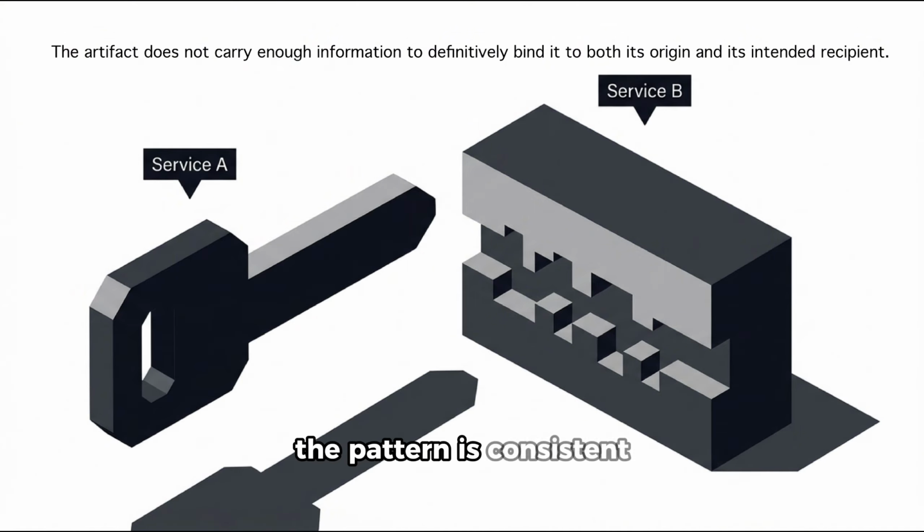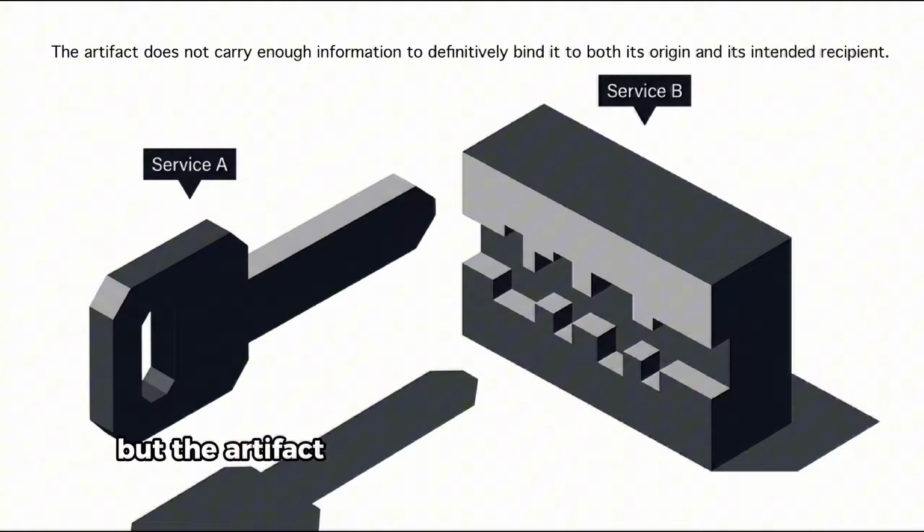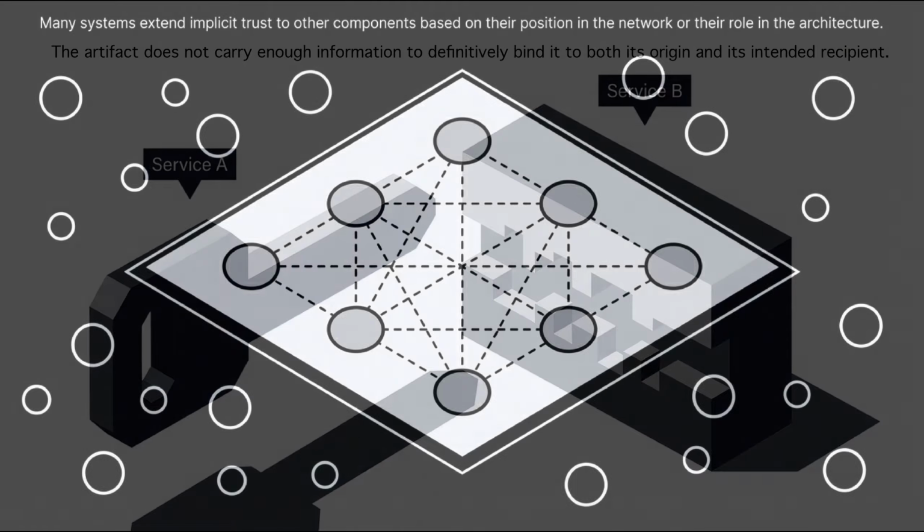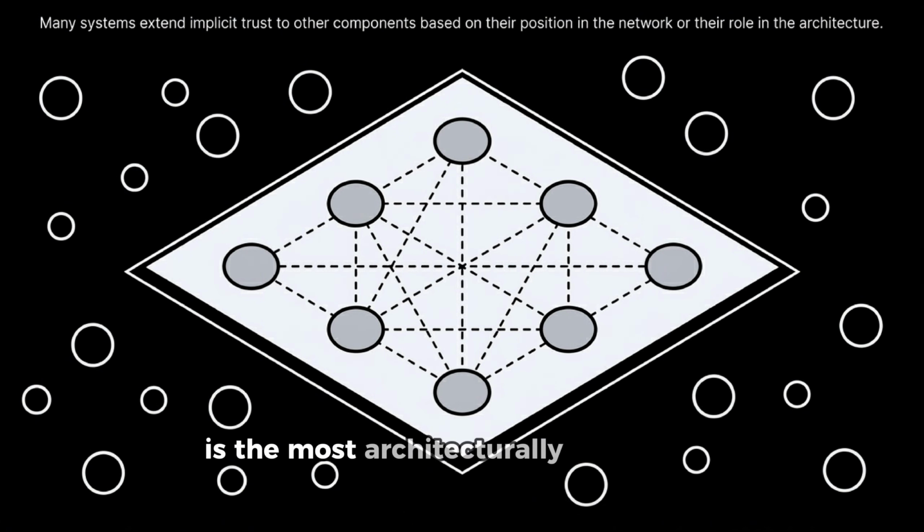The pattern is consistent. The verification system checks the artifact, but the artifact does not carry enough information to definitively bind it to both its origin and its intended recipient. The third category is the most architecturally interesting and the hardest to defend against without changing how systems are designed.